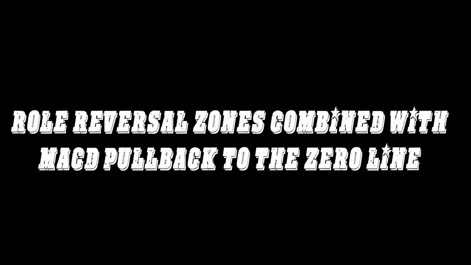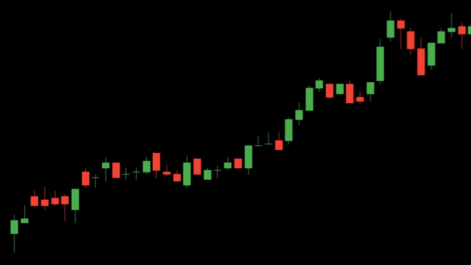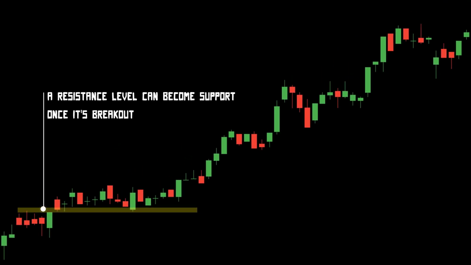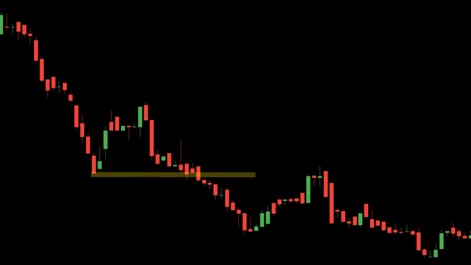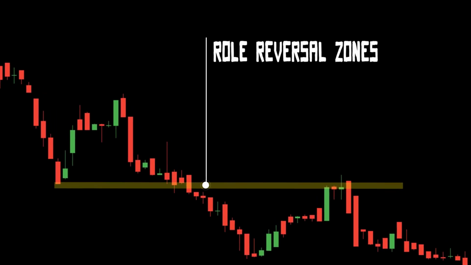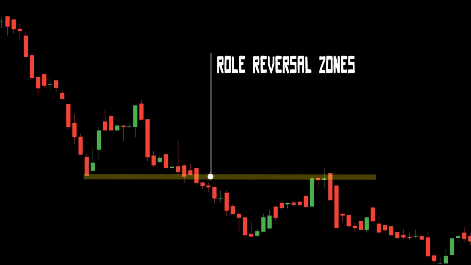Strategy 3. Roll reversal zones, combined with MACD pullback to the zero line. If you're familiar with support and resistance concepts, you probably know that their roles can switch. This means a resistance level can become support once it's broken, and a support level can act as resistance after it's breached. We call these areas roll reversal zones, and they often become high probability zones for trend continuation trades.